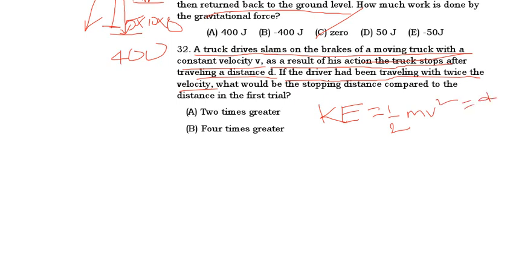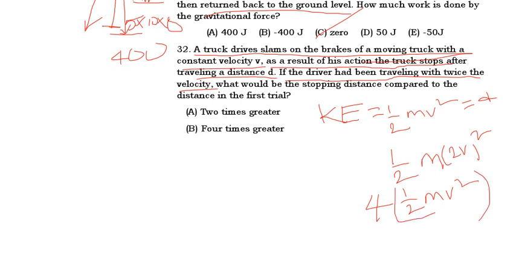If the velocity doubles, half m into 2v whole square, right? So it has 4, because 2 square is 4, into 1 by 2 m v square. So how much is it changing? It is 4 times greater, its value is increased 4 times.